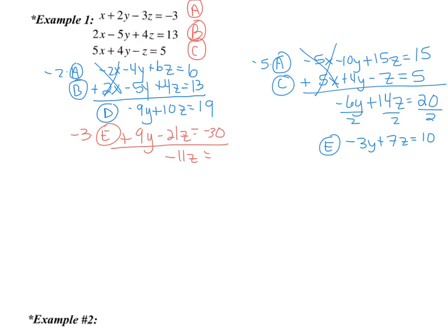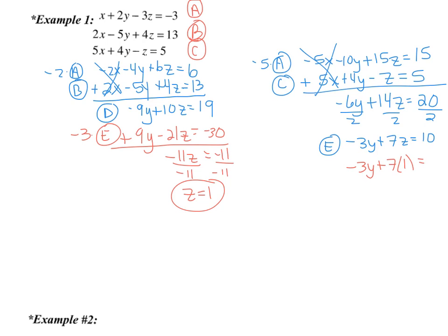And 19 take away 30 gives us negative 11. So we divide by negative 11 to see that z equals 1. So we found the value of our first variable. Now we're going to take that and plug that into either equation D or E. I'm going to plug it into E just because I have room underneath equation E to do that.